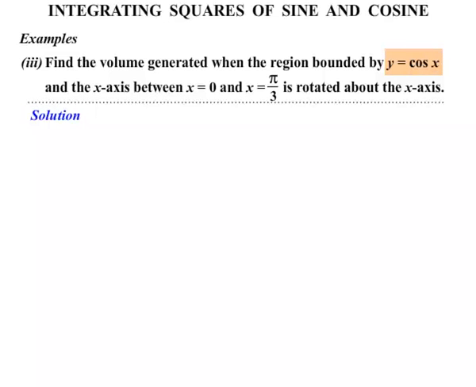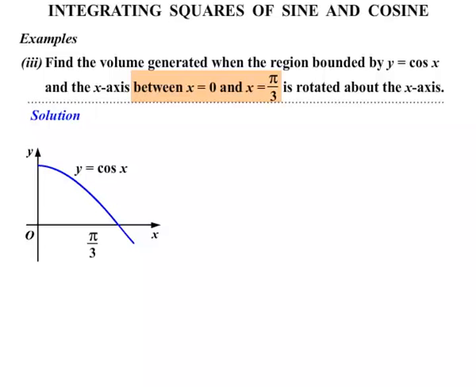Well, the solution there, the y equals cos x, might just draw a little quick sketch here. Doesn't have to be super accurate, but there is our little y equals cos x graph. It's only a little bit of it because we're only going between 0 and pi on 3. We haven't seen much of the graph there. So let's just mark in there, shade in our region, and we're dealing with volume about the x-axis.